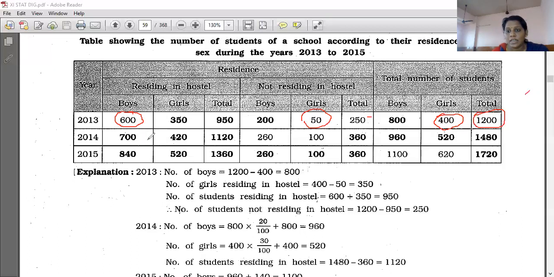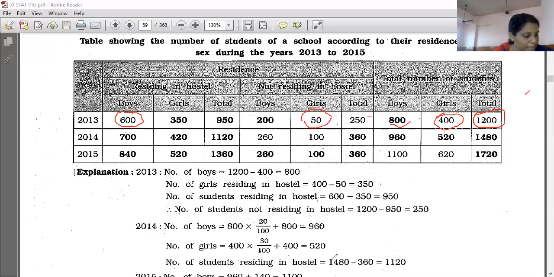20% in the number of boys. So how much is the increase in boys? How many total boys do we have? From 1200, if you first subtract 400, what do you get? 800, right? Out of this 800, 800 plus what they said, 20%. Take 800 plus 20%.